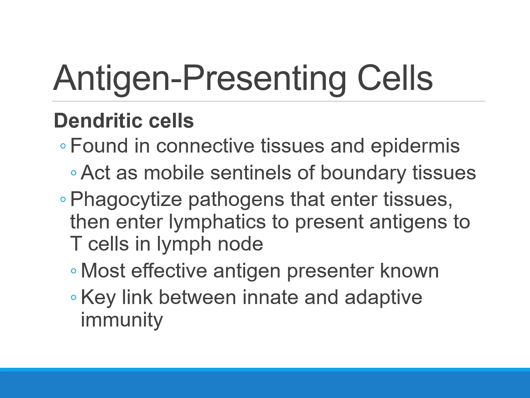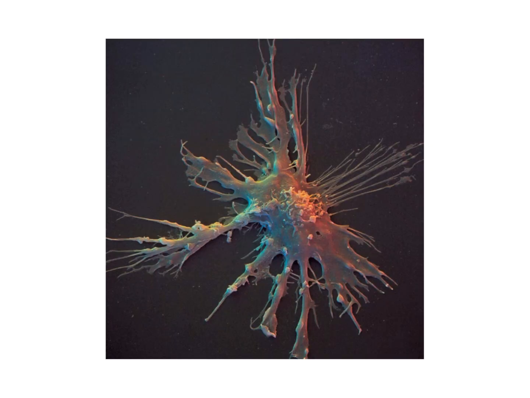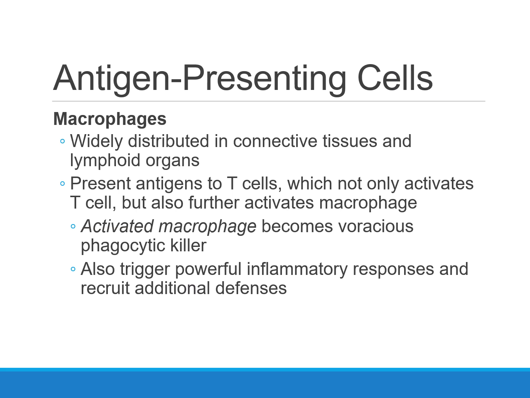Dendritic cells are the most effective antigen presenter known. This is the key link between our innate and our adaptive immune system, because these are considered part of our innate immune system as well. They're the ones patrolling around the connective tissues and the epidermis and picking up anything that they find. There is an electron micrograph of one. What about macrophages? These are widely distributed in the connective tissues and the lymphoid organs. They present antigen to T cells, which not only activates the T cell, but also further activates the macrophage. When a macrophage has become activated, it becomes extremely voracious, extremely hungry, so it becomes a very vicious killer. It also triggers powerful inflammation responses and recruits additional defenses once it's activated.